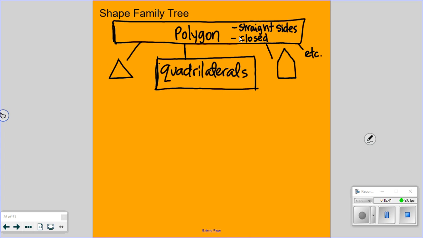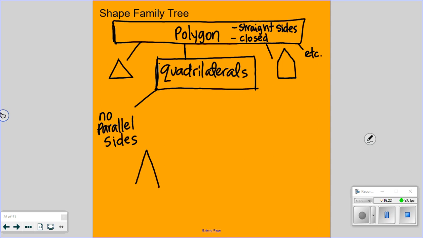From there, we have three main categories. We've got quadrilaterals with no parallel sides. Can someone draw what that might look like? No parallel sides. Marley, think you can draw it? Draw it right underneath no parallel sides.